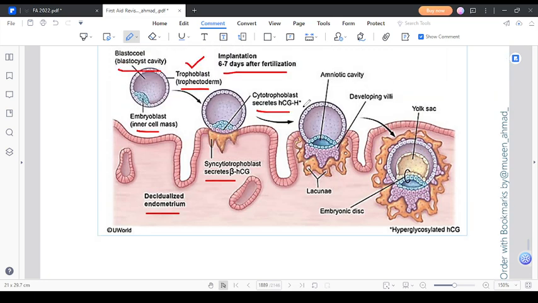hCGH, I don't know what that means, but the hCG that is produced by the what? Cytotrophoblast. Okay, no. There are two forms of hCG. The beta hCG is formed by the syncytial trophoblast, but hCGH is formed by the cytotrophoblast.